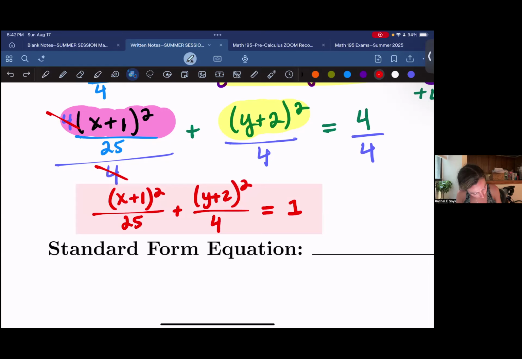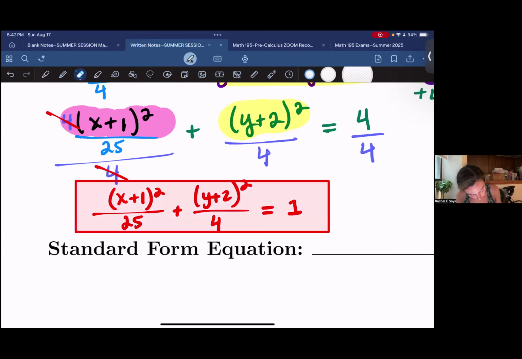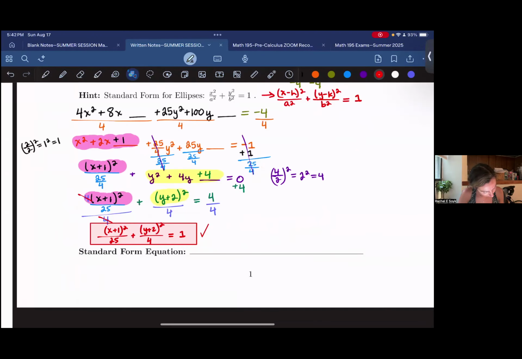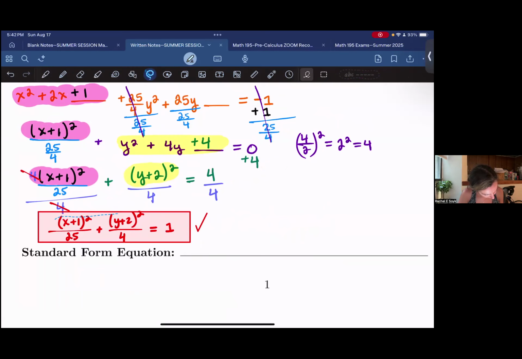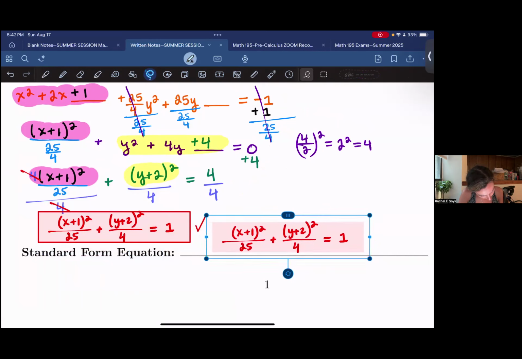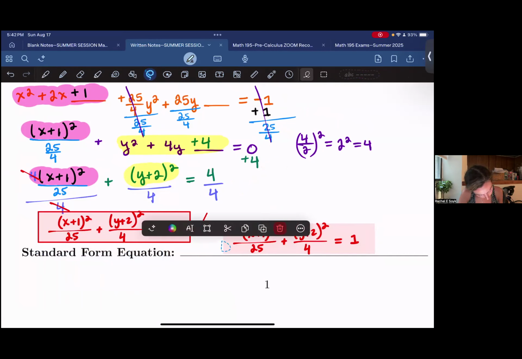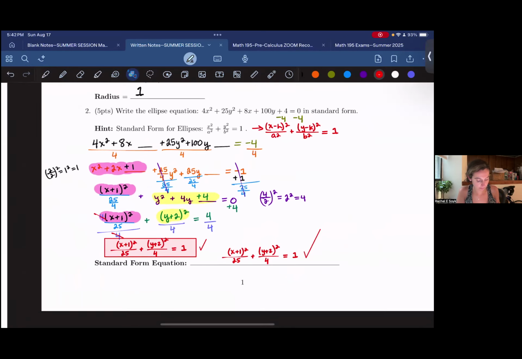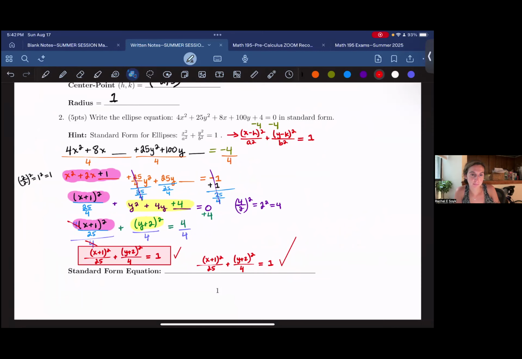And there we have it. We have officially put our general equation of our ellipse into our standard form equation. I think what I'll do is I'll copy and paste this right here. Right? Very easily, you're able to identify your a squared.